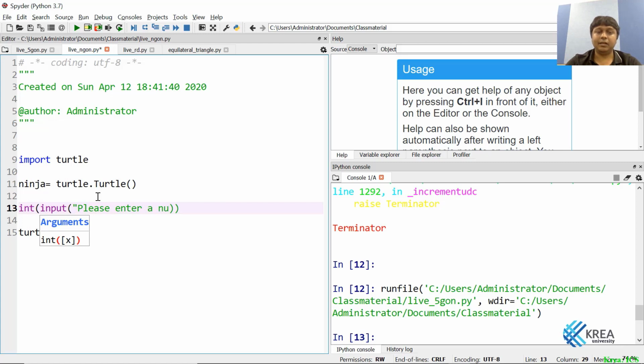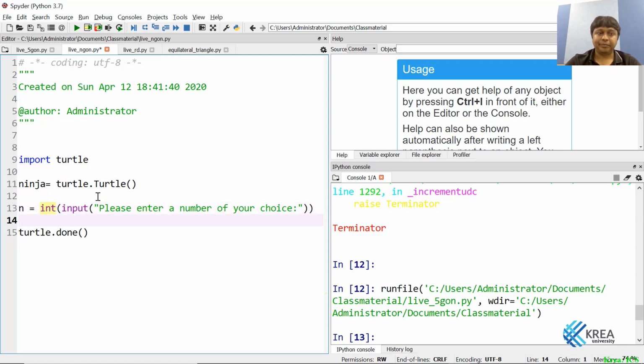Please enter a number of your choice. The colon is just for some hygiene, and we store it in the value of n, and now we write for i in range(0, n). So this runs from 0 to n minus 1, which is n times.